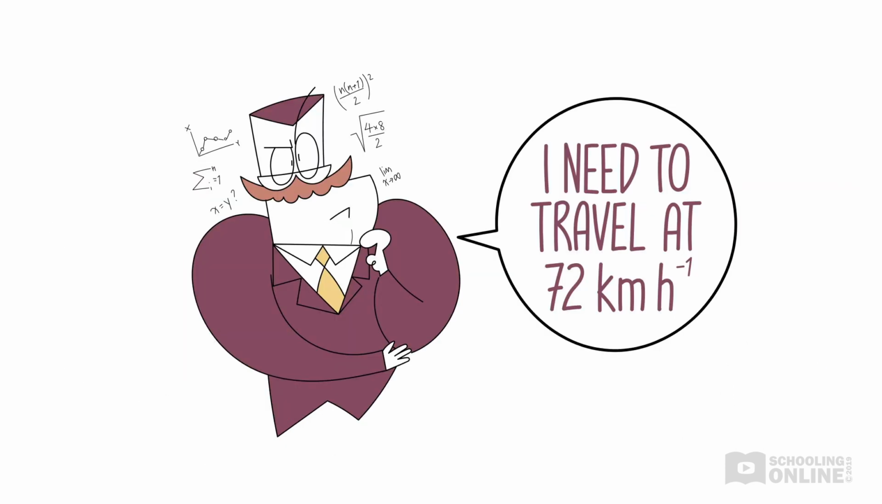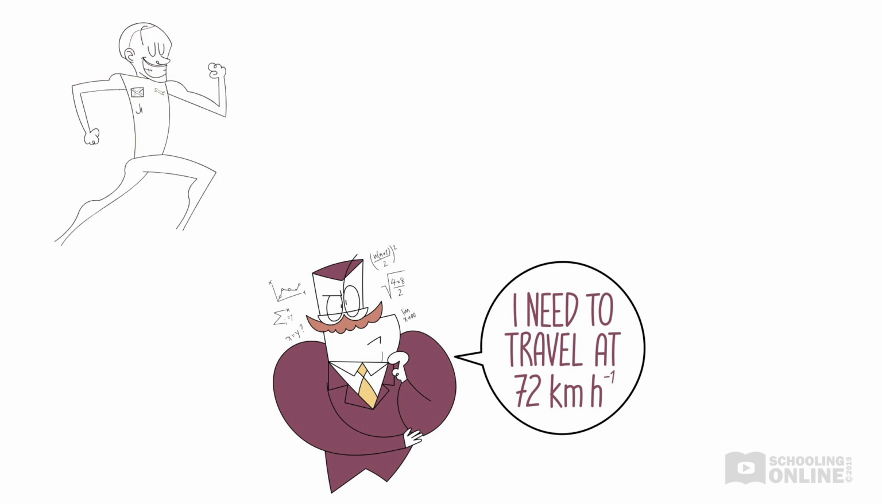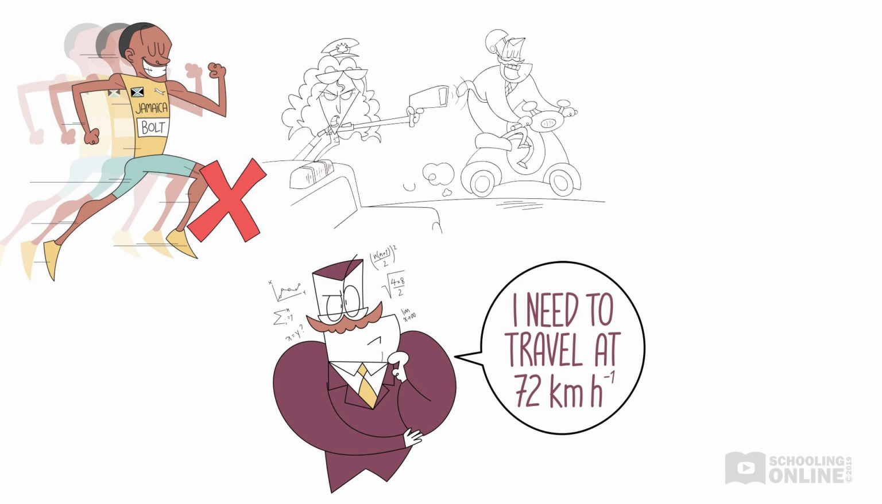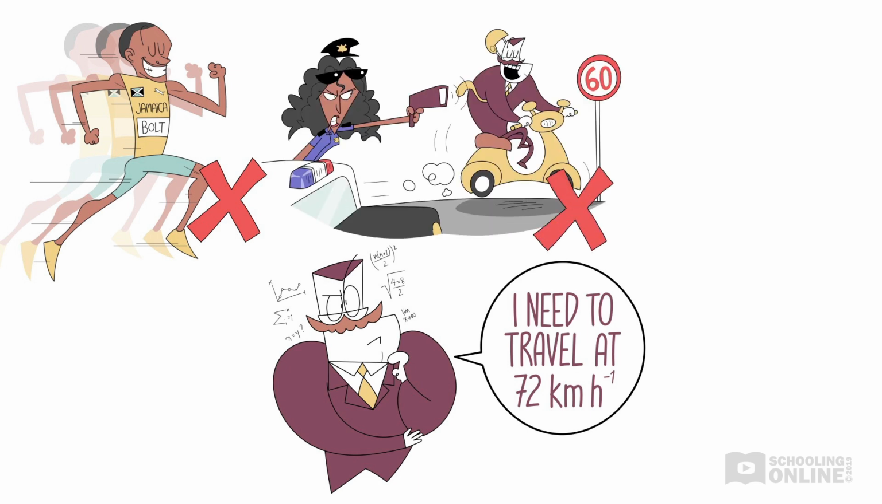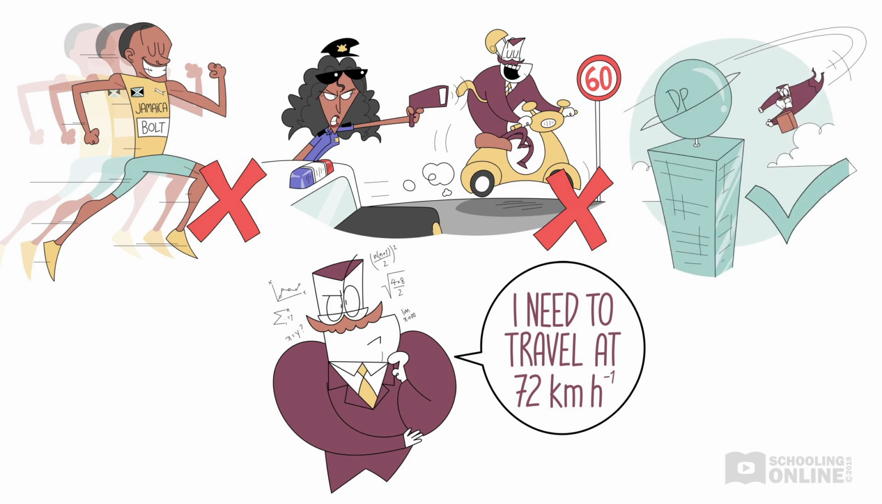There's no way Mark can run that fast. Usain Bolt clocked in at a top speed of 44.7 kilometres per hour. He can't drive that fast either. The speed limit is 60 kilometres per hour and he's a law-abiding citizen. Instead, Mark decides to borrow his superpowers for a not-so-super cause and flies to work. After all, his top speed is around 4,000 kilometres per hour.